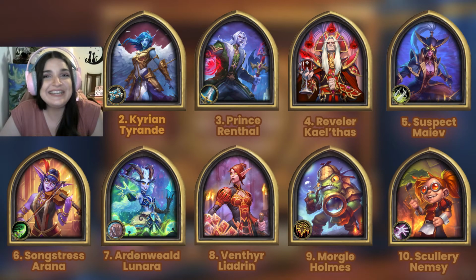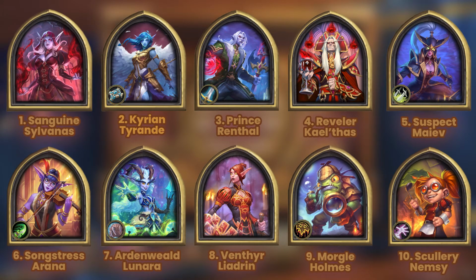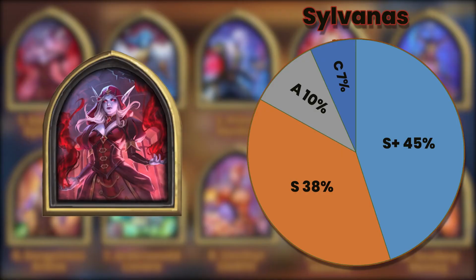Number 1 is Sanguine Sylvanas. Her average tier is S. She got over 83% votes in S plus and S tier, 45% being in S plus and 38% in S. This is by far the most convincing result that I got. This is definitely the most valued skin on the rewards track by the opinion of my Twitter community.